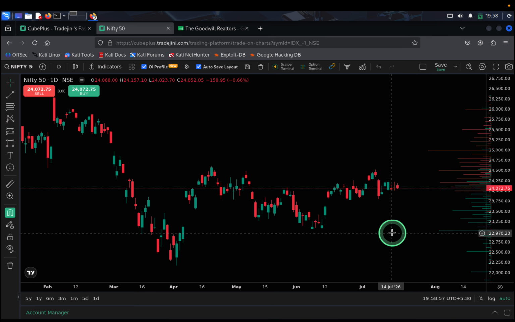So MACD comes under two dimensions, which is direction and momentum. The moving averages which are plotted tell us the direction. If they are above zero level, so direction is positive. If they're below zero level, direction is negative. That's how it works. It also tells us the momentum by histogram bars.